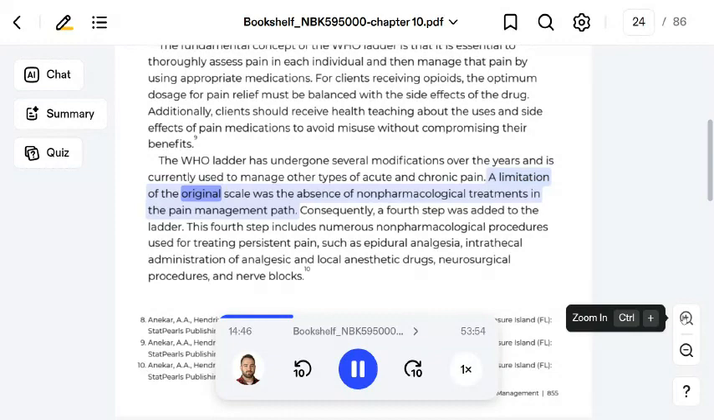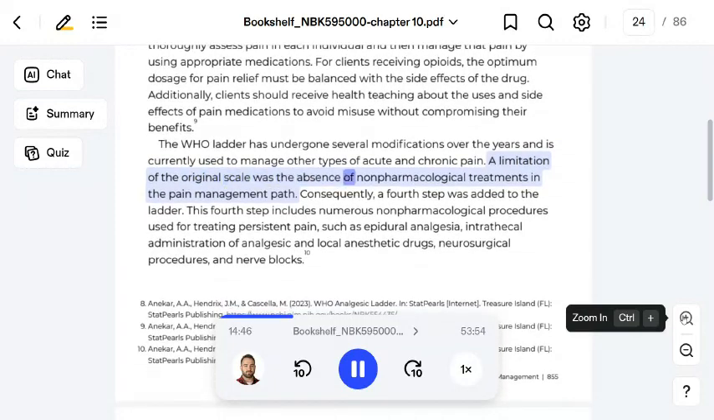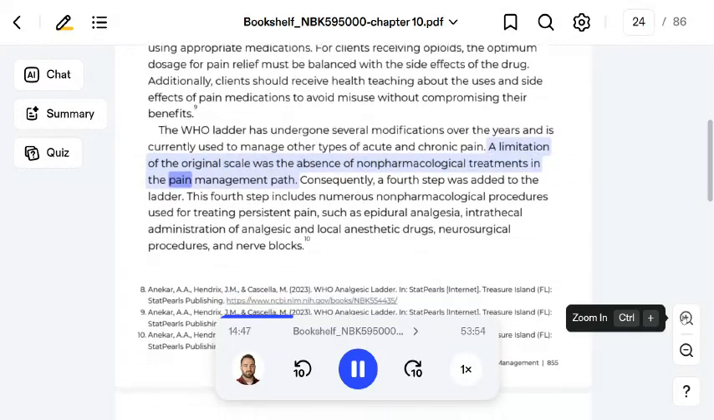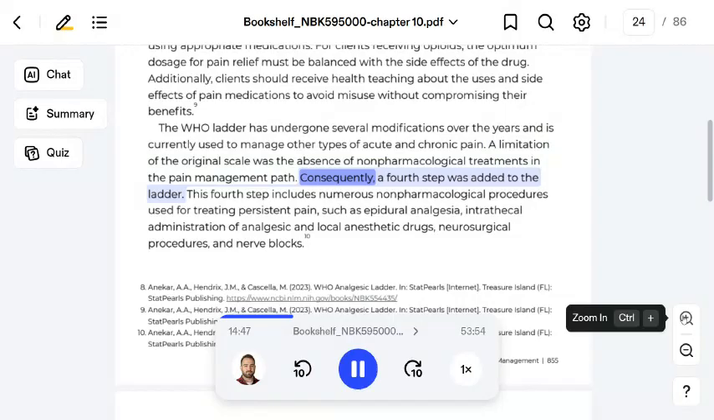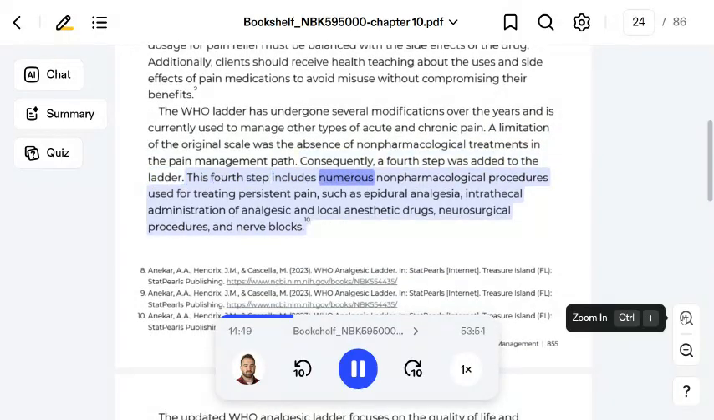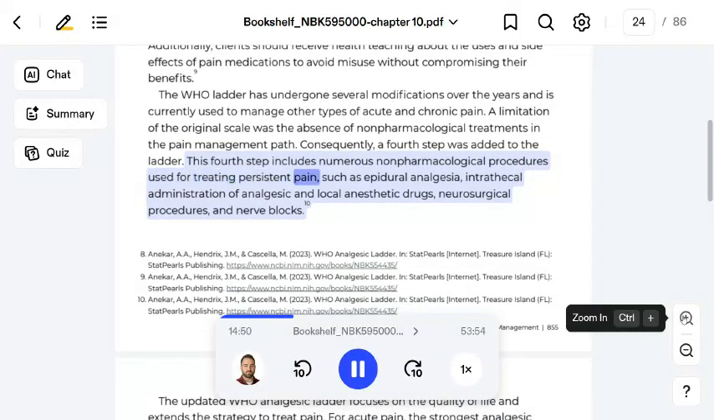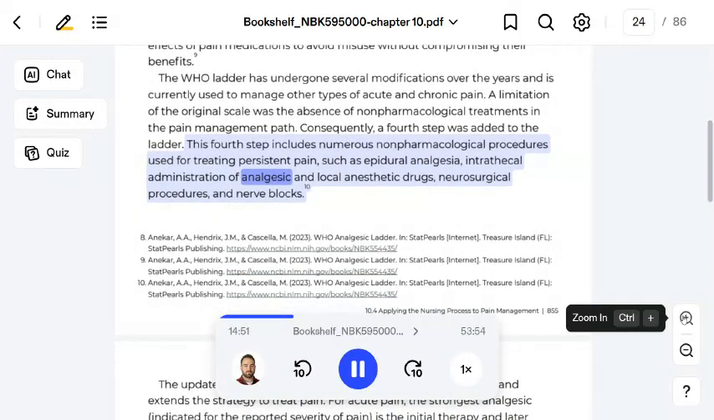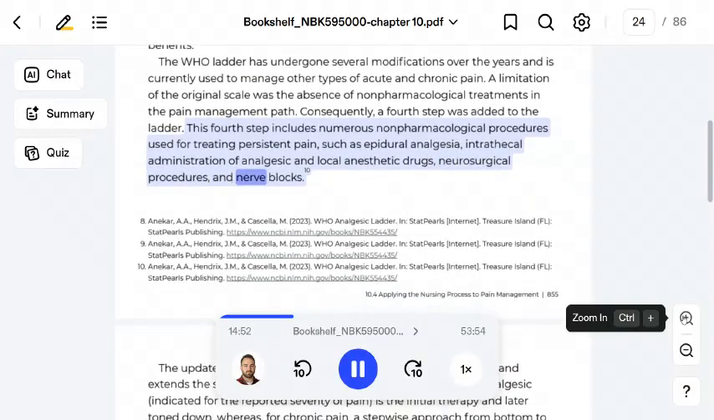A limitation of the original scale was the absence of non-pharmacological treatments in the pain management path. Consequently, a 4th step was added to the ladder. This 4th step includes numerous non-pharmacological procedures used for treating persistent pain, such as epidural analgesia, intrathecal administration of analgesic and local anesthetic drugs, neurosurgical procedures, and nerve blocks.